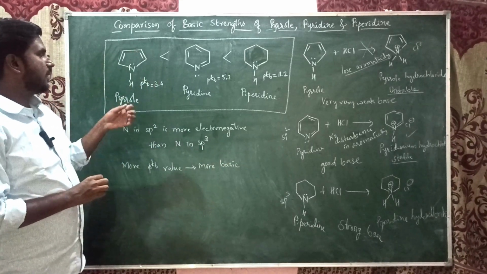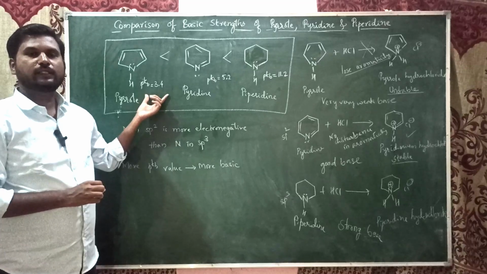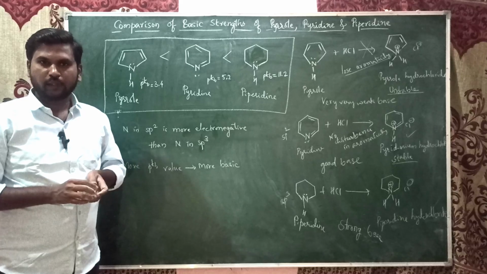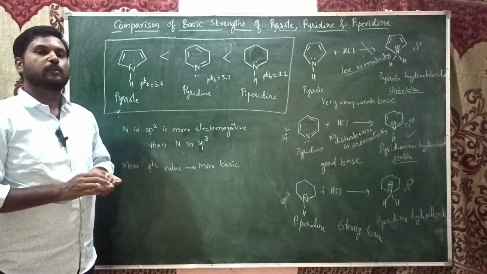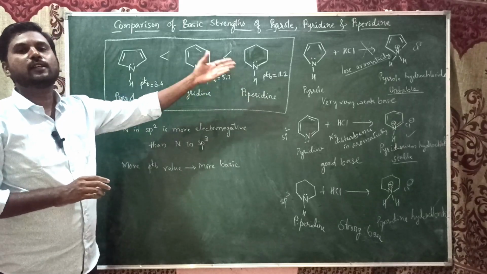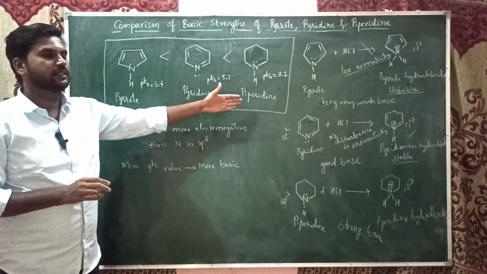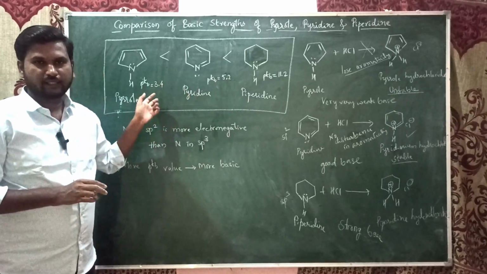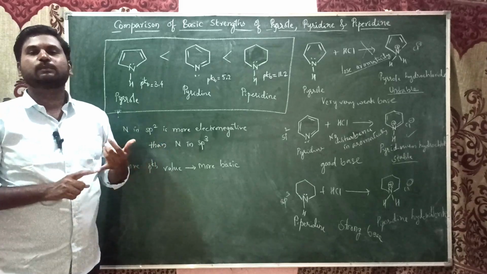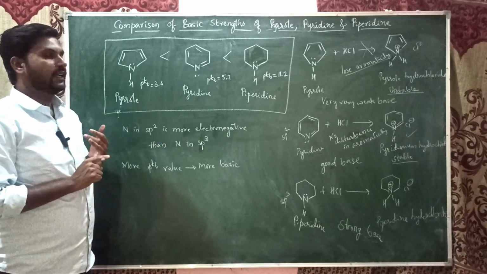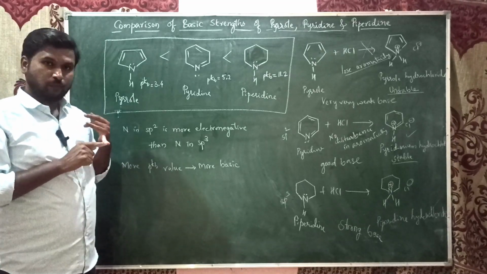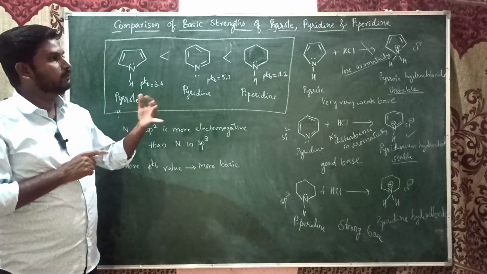Okay, so the pKb value of pyrrole is 3.4, the pKb value of pyridine is 5.2, and the pKb value of piperidine is about 11.2. So that is having a higher value, hence it is the most basic, and pyrrole is the least basic. Now, in this method we can express the basic strength and compare it in three manners. One is according to Bronsted theory, meaning when they accept the proton.